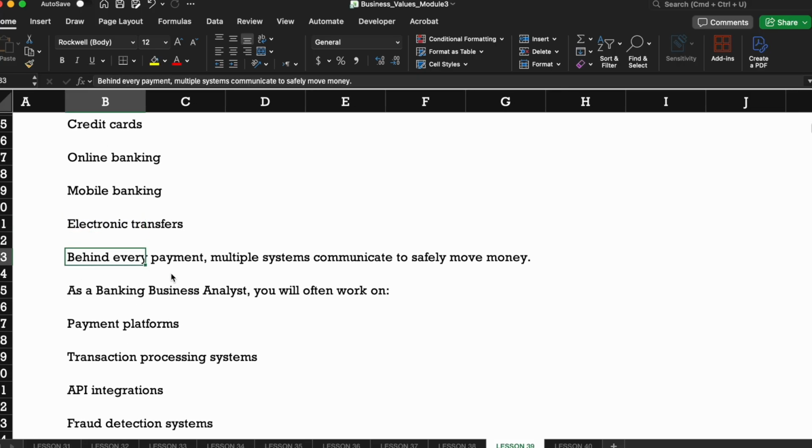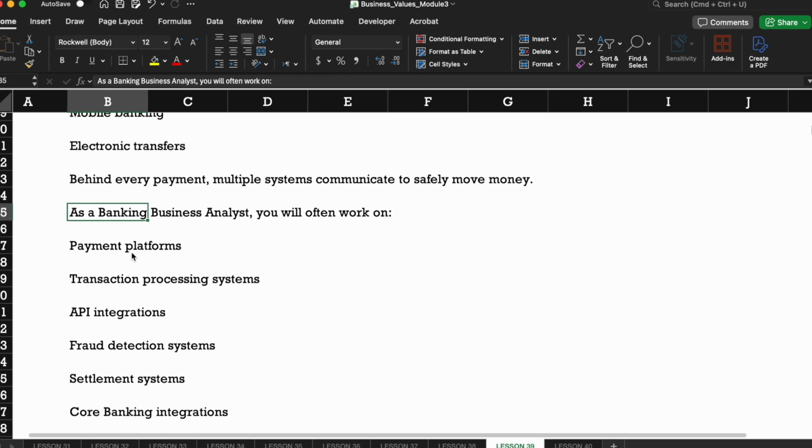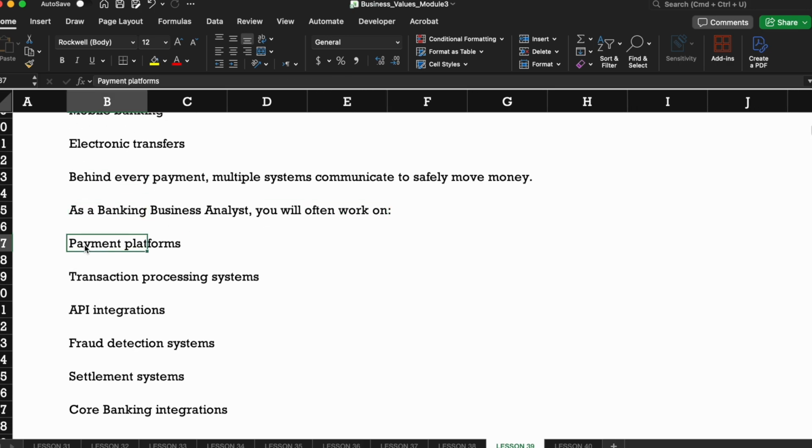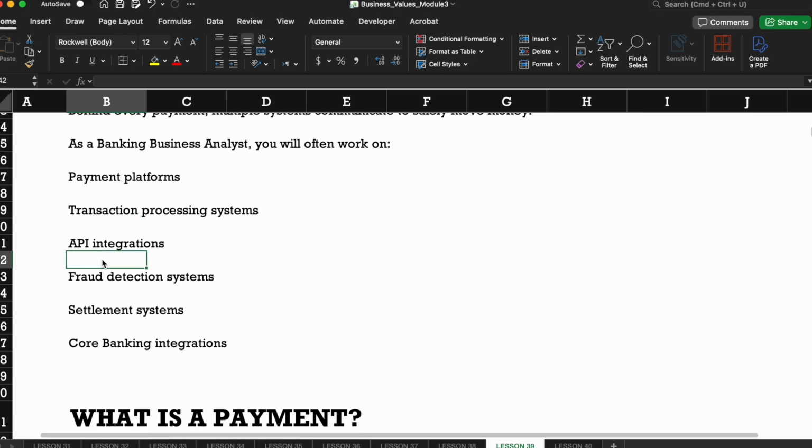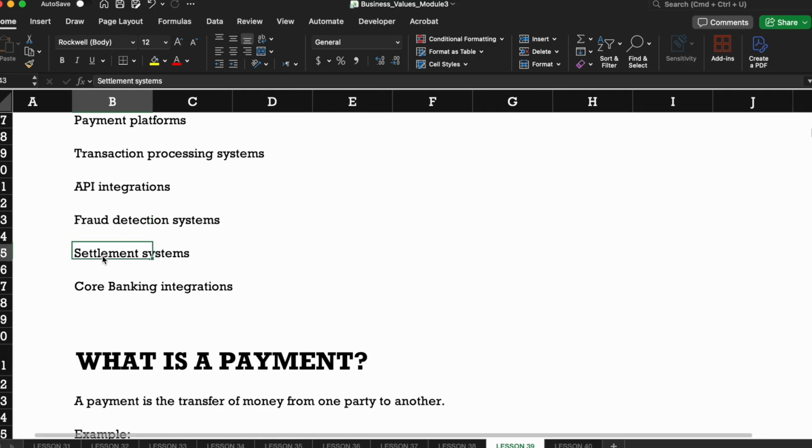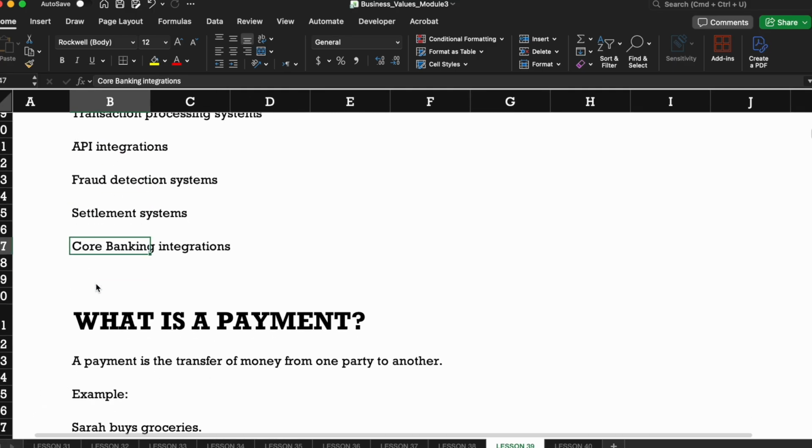Behind every payment, multiple systems communicate to safely move money. As a banking business analyst, you will often work on payment platforms, transaction processing systems, API integration, fraud detection systems, settlement systems, and core banking integration.